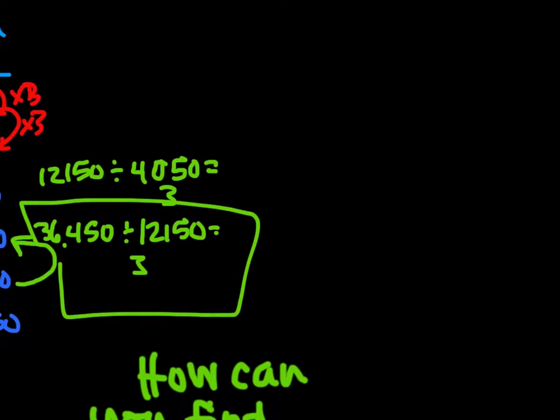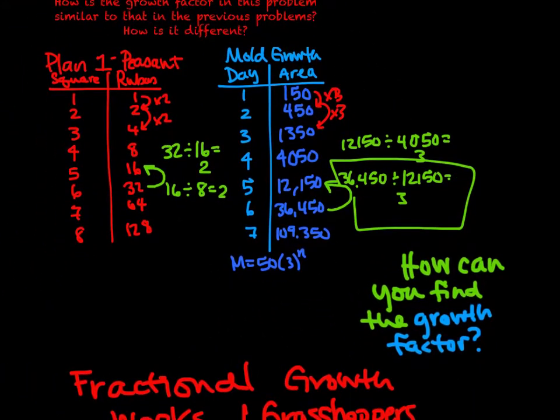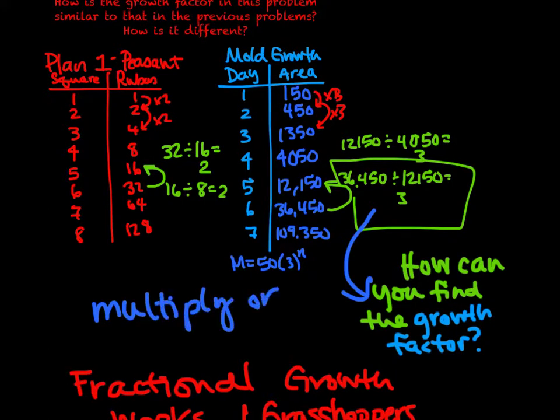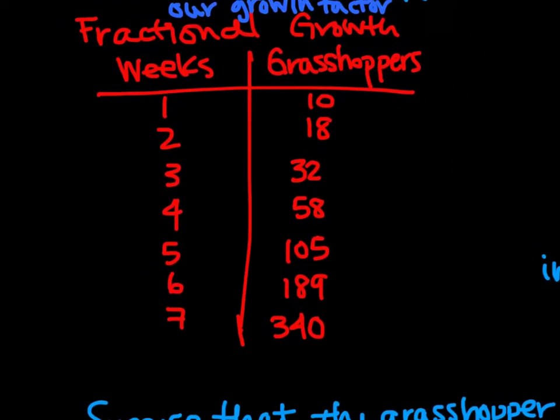So let's think a little bit more on, now that we know how else we can get growth factors, instead of just multiplying, we can either multiply or divide our outputs to get our growth factor, which can help us with our equation. So let's look at fractional growth. Let's understand this a little bit.